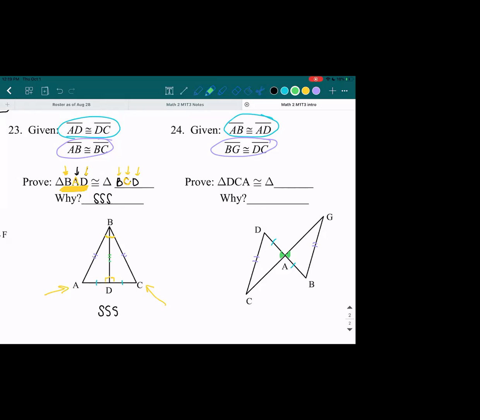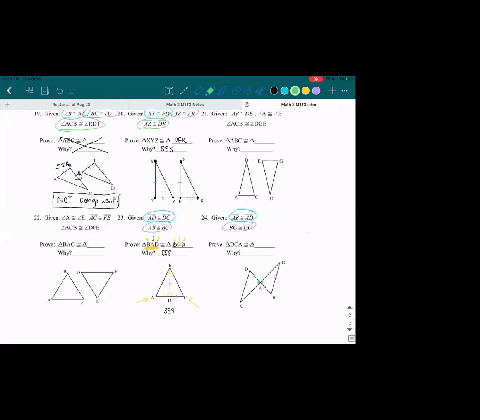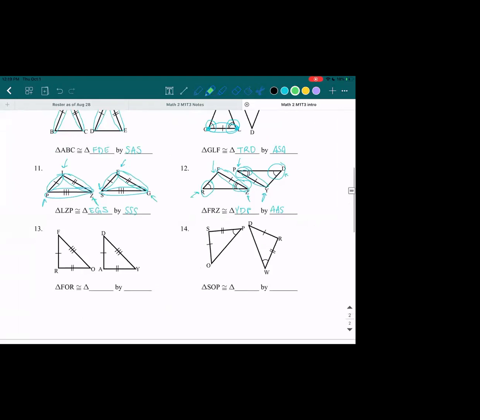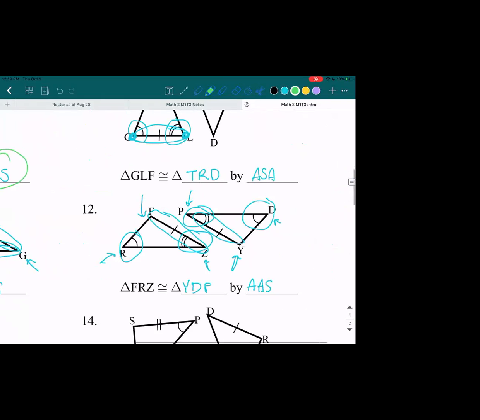Okay, I just saw a question. For the why, is it always SSS or how does that work? No, it's not always SSS. Let me zoom out. It does look like it's always SSS just because I chose it, but the why could say SAS, ASA, or AAS.